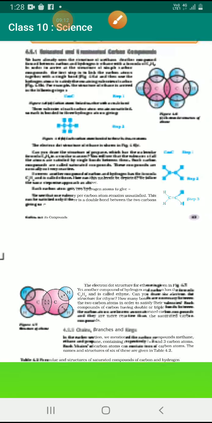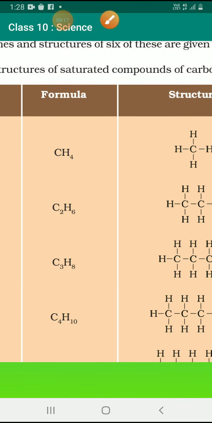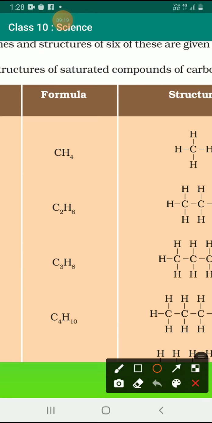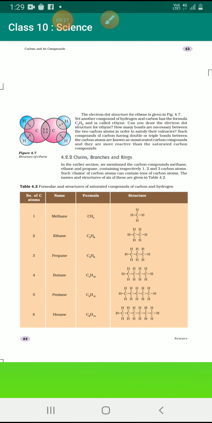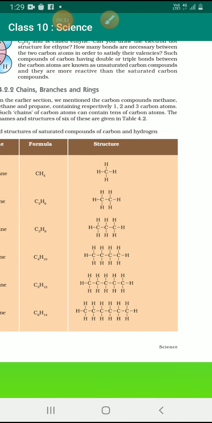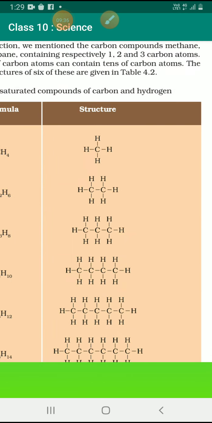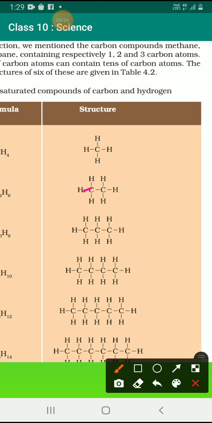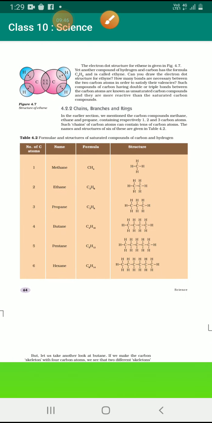Ethane, as you can see in the picture also, is nothing but C2H6. Got it? C2H6. And how is its structure? This is called the chemical formula, and the structure is this. Structure means how it is arranged. Look here, in that you can see C2H6, 1 2 3 4 5 6. Okay, C2H6, right?